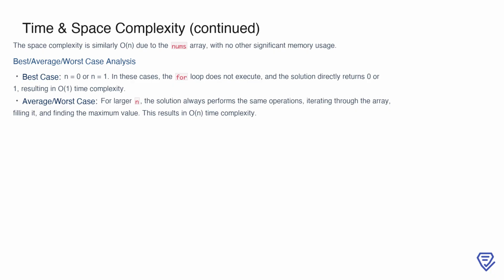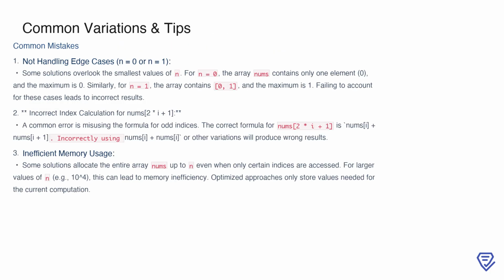This makes the solution efficient and predictable in its performance. When solving this problem, there are a few common mistakes to watch out for. First, failing to handle edge cases like n equals 0 or n equals 1 is a frequent oversight. For n equals 0, the array nums only contains one element, which is 0, so the maximum is also 0. For n equals 1, the array becomes 0, 1, and the maximum value is 1. Overlooking these scenarios can lead to incorrect results.